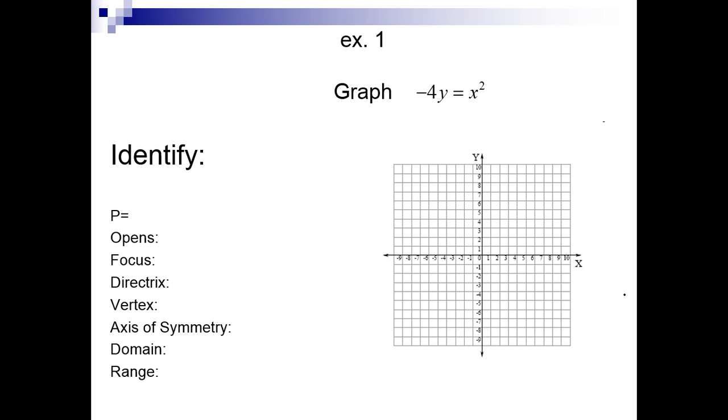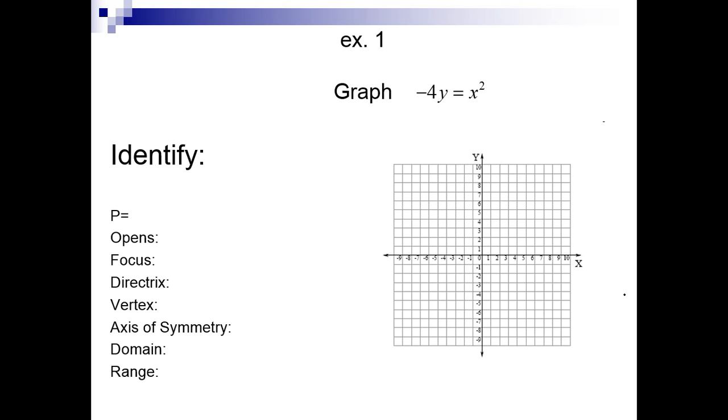So finding that p-value is key to graphing these parabolas. So let's do this first parabola. We want to graph negative 4y equals x squared. And we're going to identify p. Which way does it open? What's the focus? What's the directrix? What's the vertex? Axis of symmetry, domain, and range. Now, notice how we're not doing increasing and decreasing intervals with this one. A lot of you are probably thinking to yourself, thank goodness.